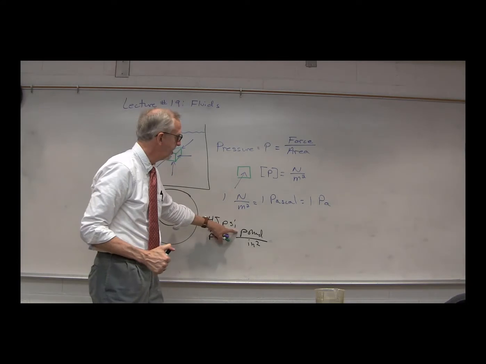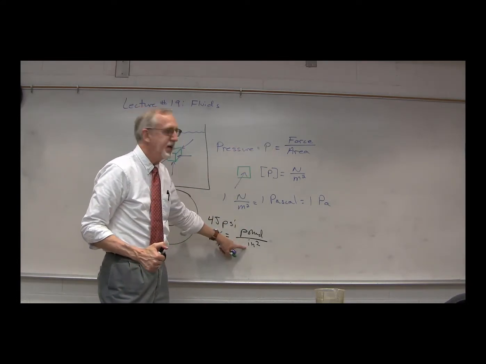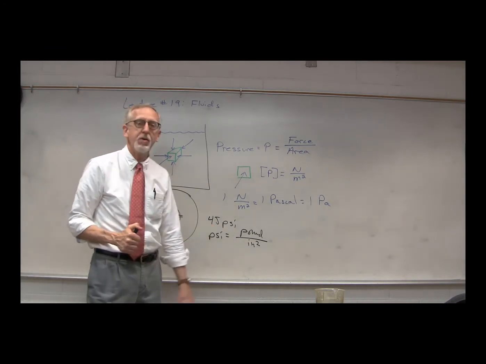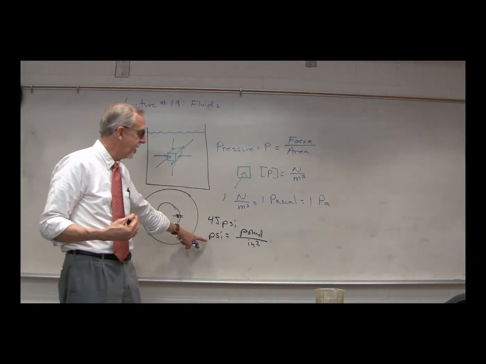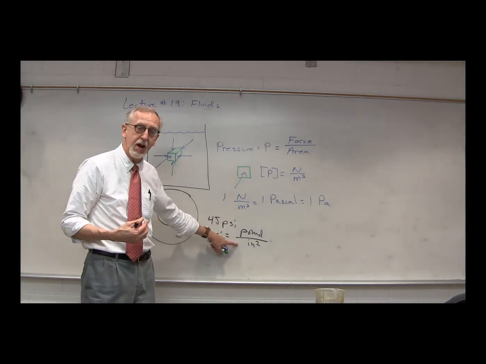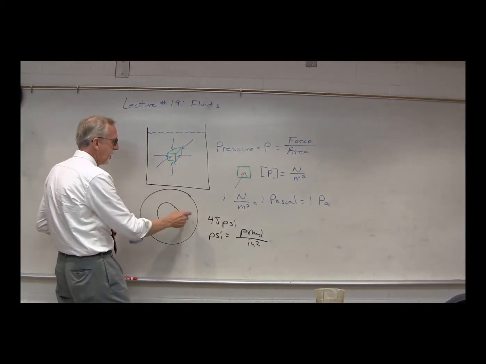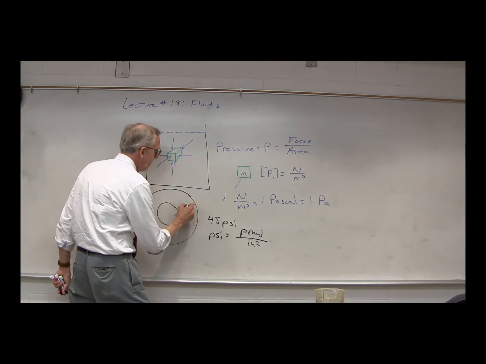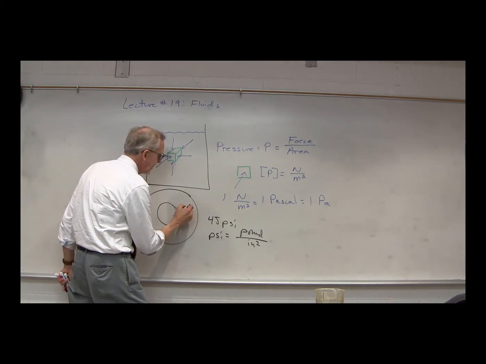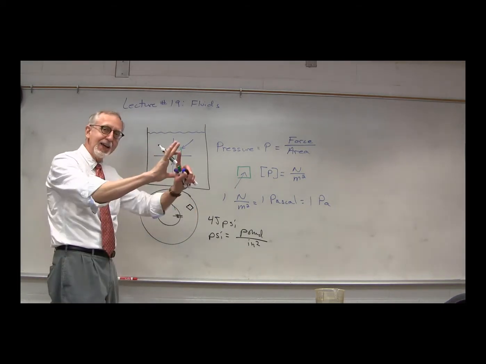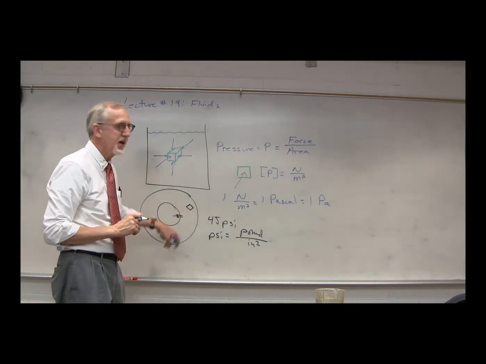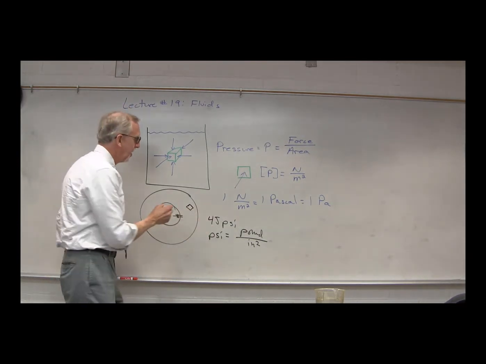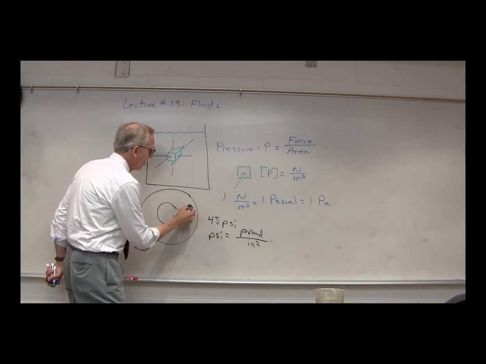Notice, pound is another unit of force. Inch squared, that's another unit of area. So a pound per square inch, that is a pressure being applied over an area. So what this means is, if you've got a pressure of 45 psi in your tire, inside that tire, the air is pushing out on the inside of that tire with a force of 45 pounds for every square inch.